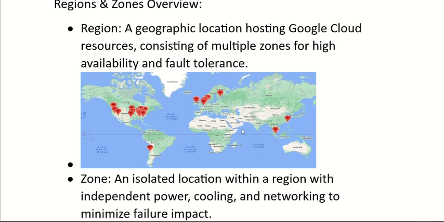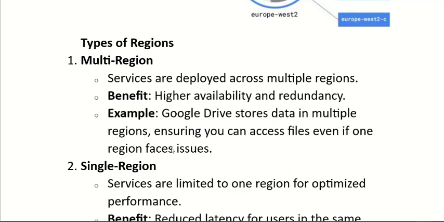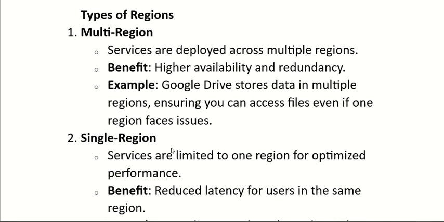So Google Cloud offers three types of regions. These are multi-region, single region, and specialized region. We'll be talking about them one by one. First, let's talk about the multi-region. In a multi-region setup, your data and services are spread across different regions. This ensures your app is always available even if one region faces an issue.